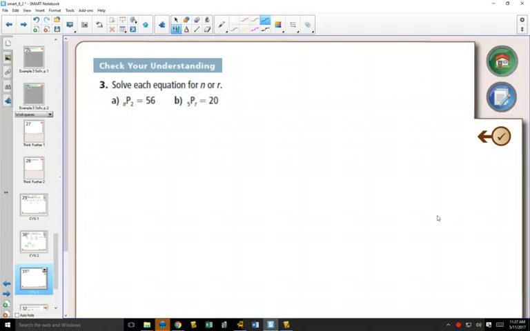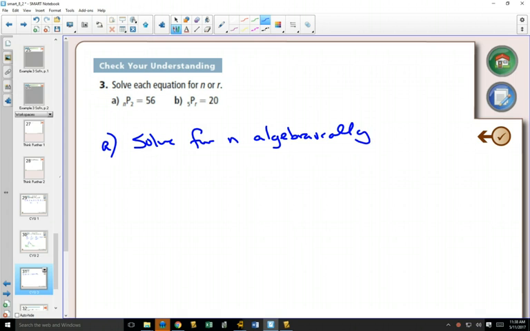And this last example, for some of these, for example, A, when this one appears on your exam, they will say solve for n algebraically. What does that mean? That means you're going to have to go to your formula, and now n is part of the nP2. So we have to say, well, what does nP2 equal? nP2 is the same as n factorial over n minus 2 factorial. And it's equal to 56.